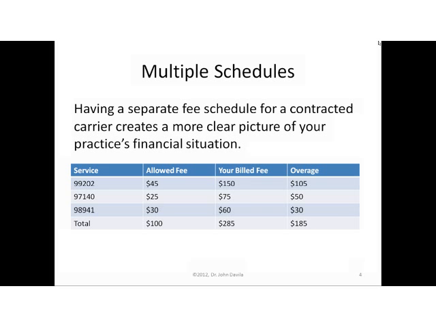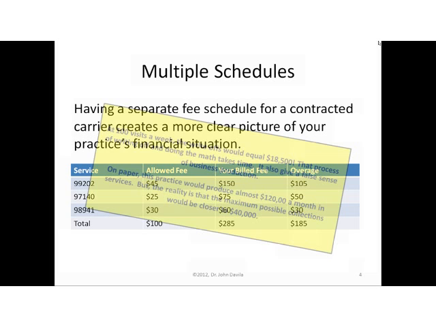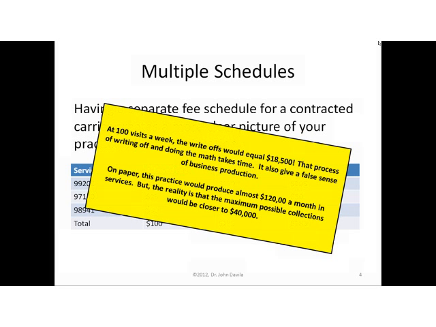The problem comes up that now, right, 100 visits a week, the write-offs would equal about $20,000 a month. The process of writing off and doing the math takes time. It also gives a false sense of business production. Oh, yeah, I did $600,000 in business last month, but I only collected $8,000. What's going on? See, on paper, this practice would produce almost $120,000 a month in services, but the possible collections will only be $40,000. So it's better to know exactly what you should be doing versus not knowing.